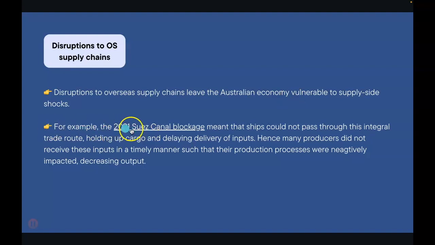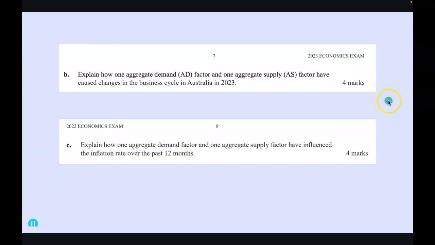I've got an example here. In 2021, the Suez Canal blockage meant that ships couldn't pass through this integral trade route. There was literally a boat that got wedged between the two heads. And this held up cargo and delayed the delivery of imports all over the world, and obviously we felt it here in Australia. Hence, many producers did not receive these inputs in a timely manner, such that their production processes were negatively impacted. So again, that's a shift to the left of aggregate supply for that moment in time, and that decreased output.